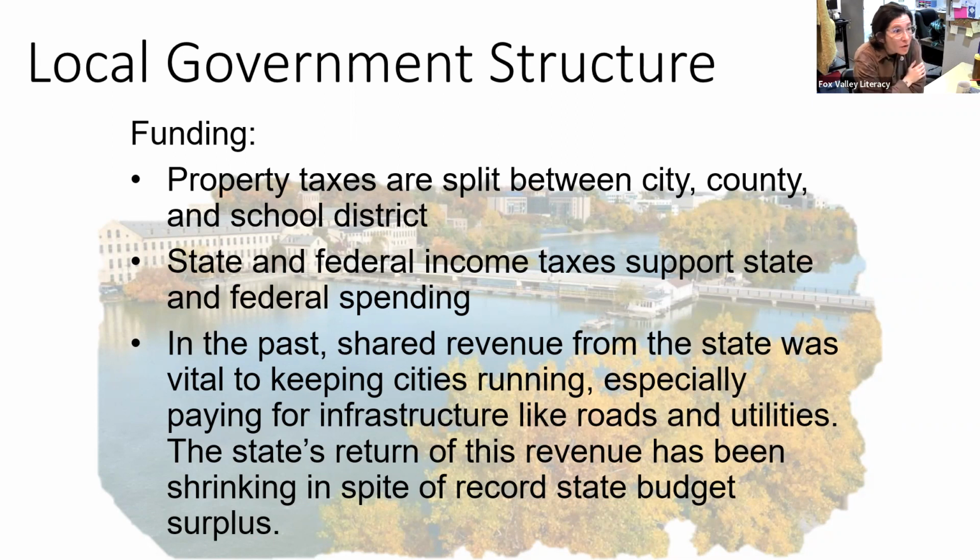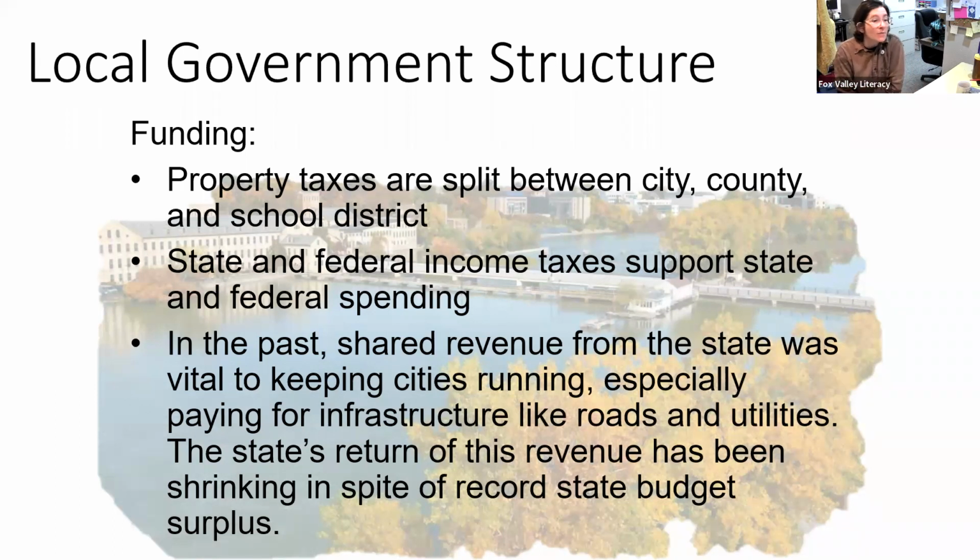So, a deeper look at local government structure and how it's funded. The money to make government work, a lot of it comes from property taxes. Property taxes are split between the city, the county, and the school district. While state and federal income taxes support state and federal spending, property taxes are what cities rely on for most of their expenses.